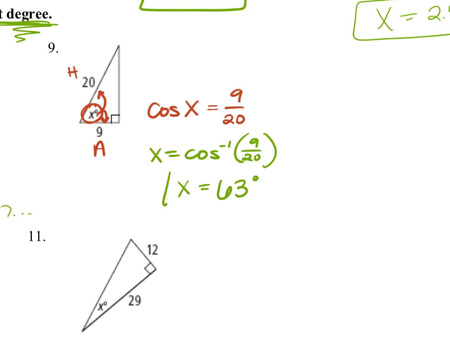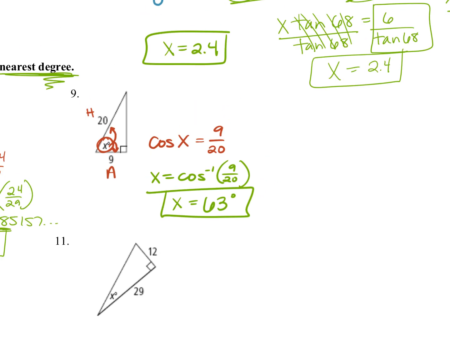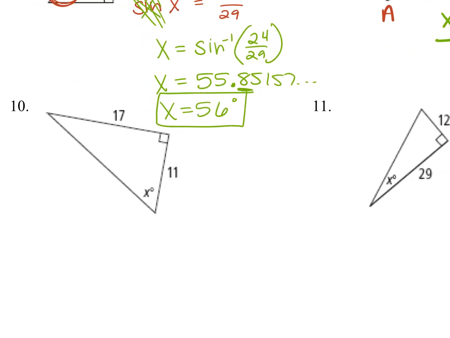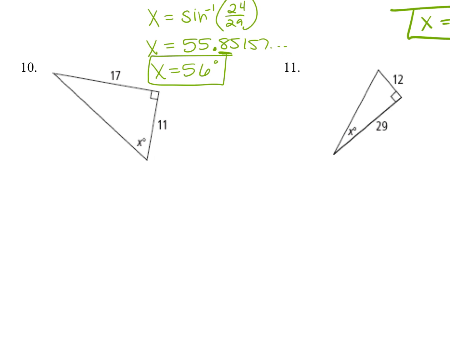So 63 degrees. Okay, 2 left, and you're going to do those 2. Plug that in, set it up, see what you get. On which one? Number 10? Yes. What did you get, Isaiah? For number 10? 57.1. Sounds like you guys are right.